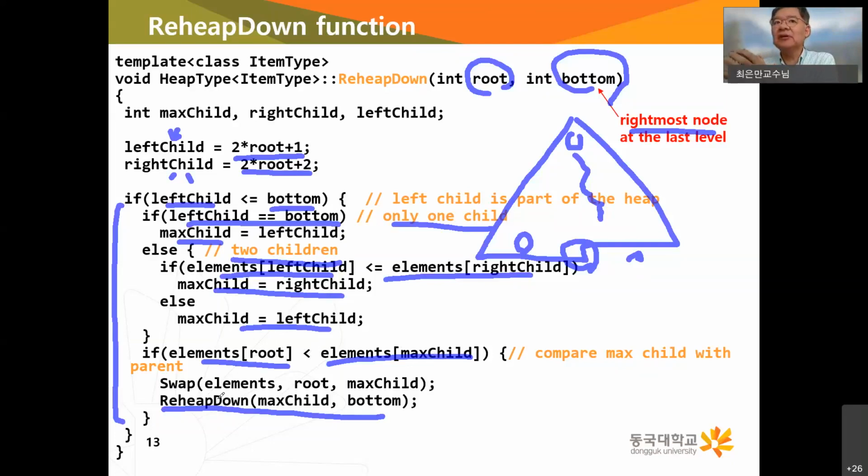스왑해야죠, 그죠? 그러니까 루트에 있는 element하고 max child의 element하고 자리 바꿈이 일어나면 돼요, 그죠? 그 다음에 어떻게 하면 돼요? 자리 바꿈이 일어나고 밑에 레벨로 갔으니까, 이제는 바뀌어진 그 밑으로 내려가야 되겠죠, 그죠? 그러니까 여기서부터 리히프 다운을 다시 부르면 돼요, 바텀까지.